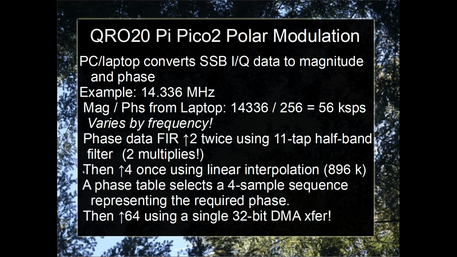We're going to continue upsampling using linear interpolation once it's at a high enough sample rate that it no longer matters whether it's FIR or linear. And then the final trick is we're going to send 64 samples using a single 32-bit DMA transfer. Now this is the trick that actually got me excited enough to make the hardware.